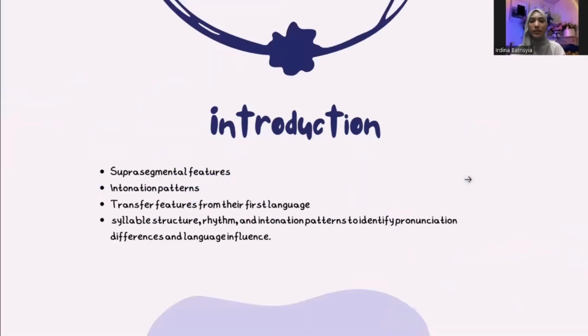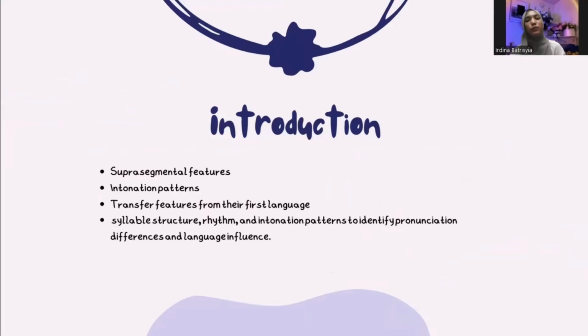So the first part is introduction. So we have suprasegmental features, intonation patterns, transfer features from their first language, and syllable structure, rhythm, and intonation patterns to identify pronunciation differences and language influence.